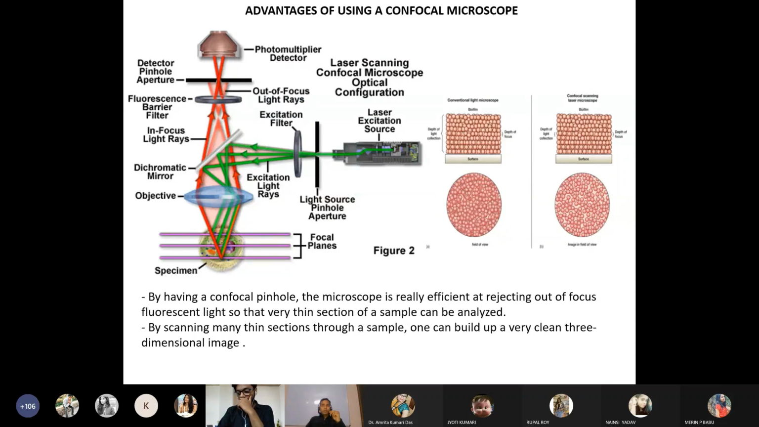Okay, and there are many images of the organ, so the same organ is being scanned layer by layer, and you can see the different images of each layer. So in such a way that as if it has been cut transversely or longitudinally into many sections. So this is how the confocal microscope works.